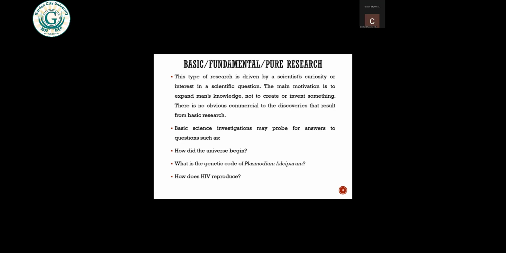Apart from applied research, we also have a type of research we call basic, fundamental, or pure research. This type of research is just done to satisfy somebody's curiosity.